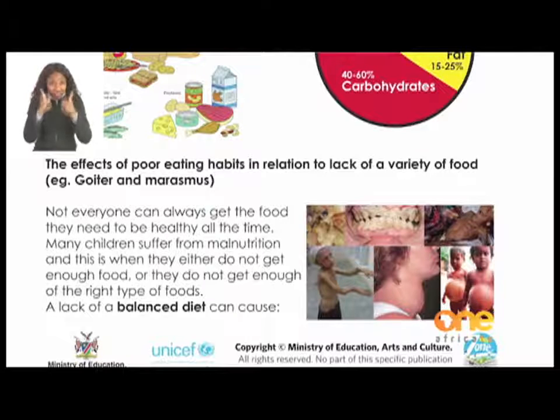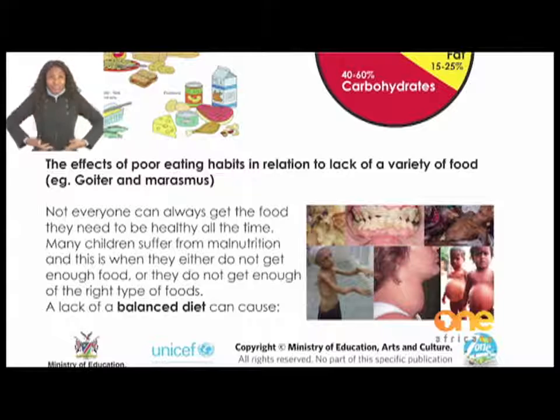You can see that the picture is showing you different malnutrition diseases. These are diseases that you can get if you don't eat a balanced diet. You can see there on the picture, we have scurvy, that is a disease that can destroy your gums. We have kwashiorkor, we have marasmus, we have goiter.